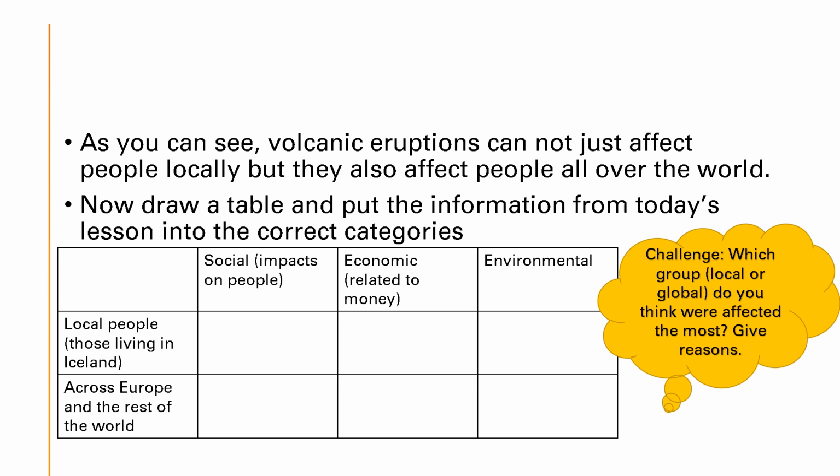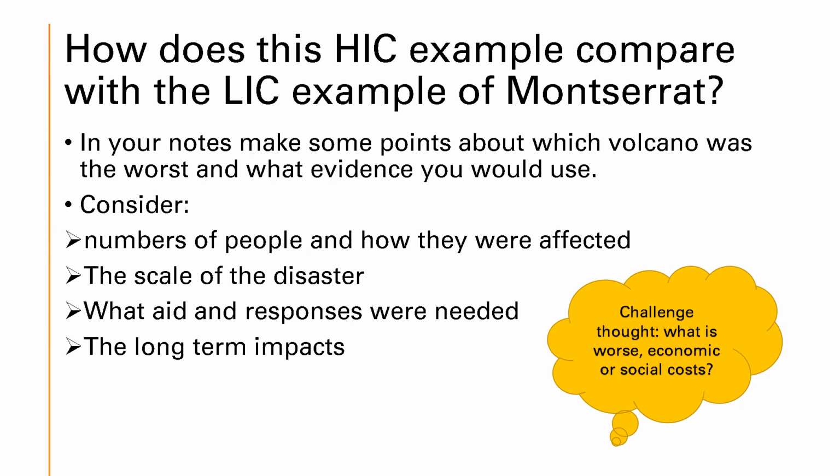So I said we were going to try and evaluate a little bit as to the differences between our high and low income examples of volcanic eruptions. And I want you to think about which was the actual worst one. So I want you to consider, if you were to say, I believe that the Montserrat volcano was worse, or I believe that the Icelandic volcano was worse, we need clear evidence. And I'd like you to consider the numbers of people and how they were affected, the scale of the disaster, what aid and responses were needed, and the long-term impact. So is it just over and that's it, or have people still been affected about it now?